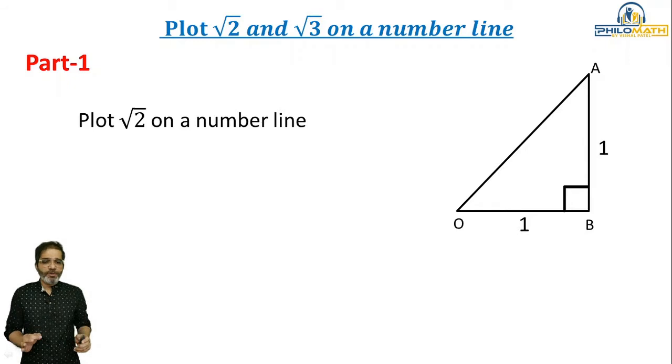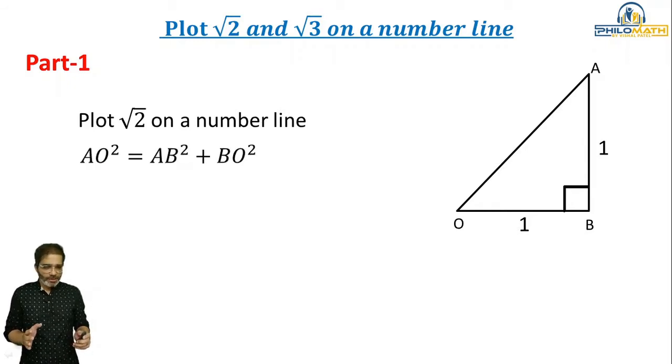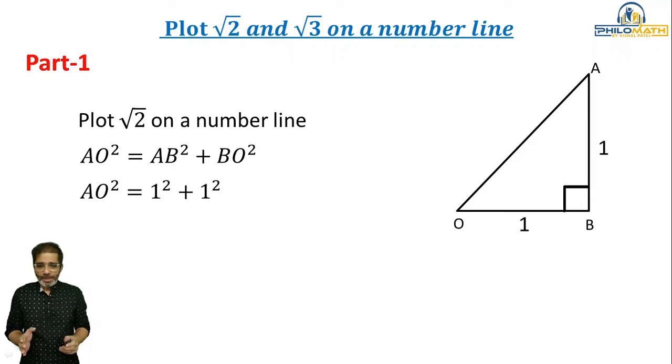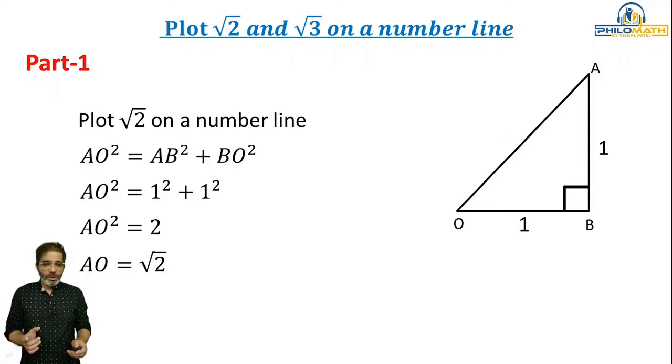Okay, so if I want to find AO, I have to use the Pythagoras theorem. That is AO square equals AB square plus BO square. So let me substitute the values of AB and BO, that is 1 and 1. So I will get AO square equals 1 square plus 1 square, that is 1 plus 1, 2. So AO square is 2. So AO equals root 2. So we got AO as root 2. Okay, now let us see how we plot this root 2 on a number line.